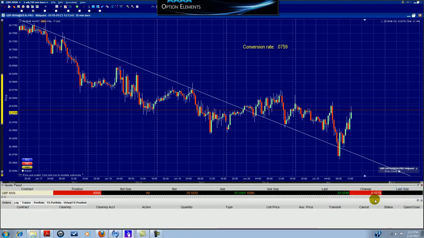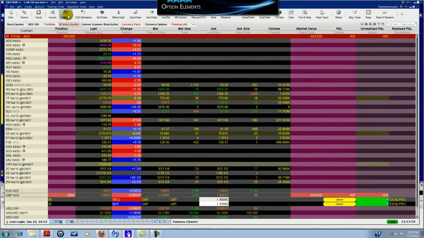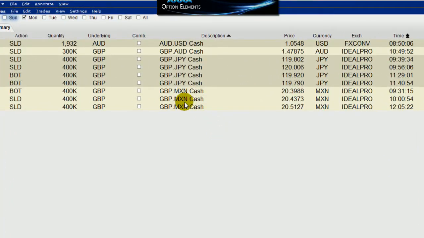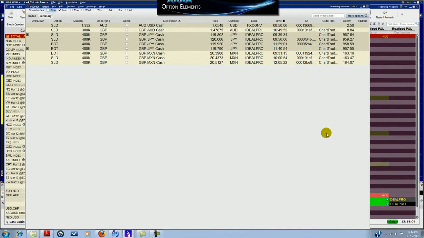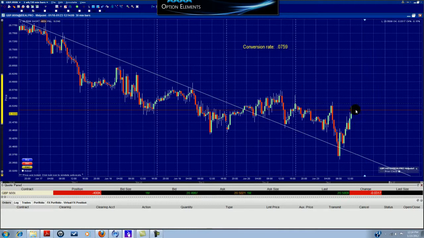Okay, I'm back. It's 12:15. We ended up getting filled on our Mexican peso, our short 400 of the Mexican peso, just a few minutes ago while I was busy doing something else. So we'll go look at our trade log here, and you can see our Mexican right here. We sold the 400 at 12.05 at our price here. So let's go in and take a look at our chart. Here we go. There's our entry point right there on the red line.